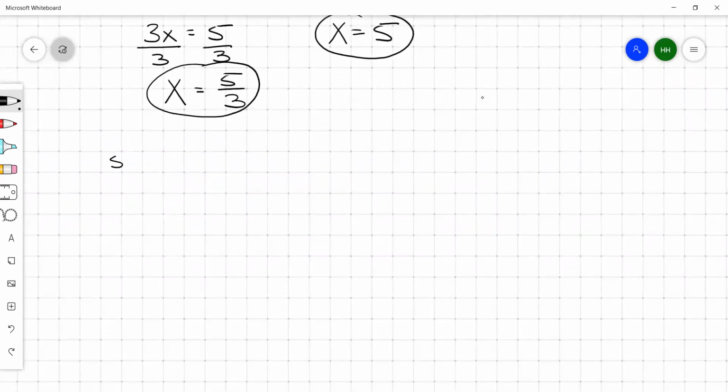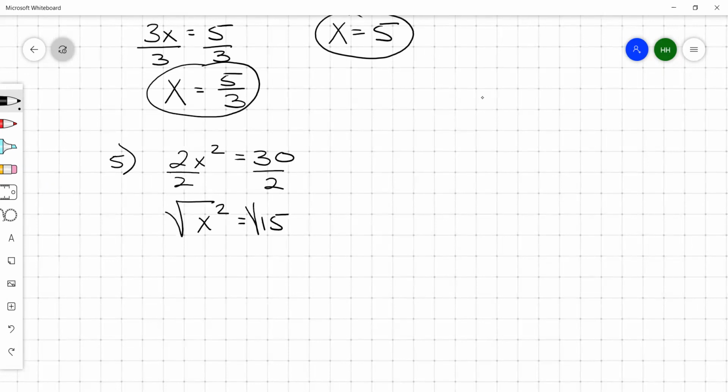Problem number 5. 2x squared equals 30. Now we've just got one variable to solve for. We don't have an x squared and an x. So we're going to divide both sides by 2. X squared equals 15. Find the square root of both sides. And your x is equal to positive or negative 3.87.